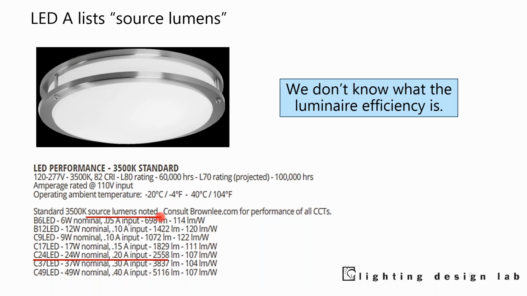What that means is they didn't actually do a photometric on that. They just said, okay, we're going to buy Acme LEDs and put them in our fixture. And the company that sells these Acme LEDs says this little LED array puts out 2,500 lumens, or 2,558 lumens. And we're going to pop them in our fixture, but we don't know what's going to happen after that.